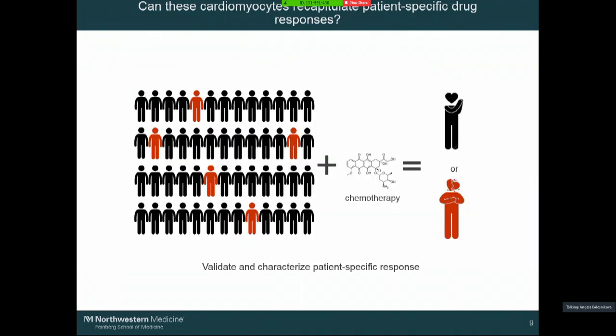But our question has always been, it's all very well and good looking at a disease phenotype or a known genetic variant that causes a phenotype, but could we use this the other way around? Could we use the iPS cell model to essentially discover the genetic basis of a specific drug response? In this case, we're very interested in the adverse response to chemotherapy and whether or not these cells can essentially validate. So the first question is, do the iPS cells recapitulate a patient's phenotype?